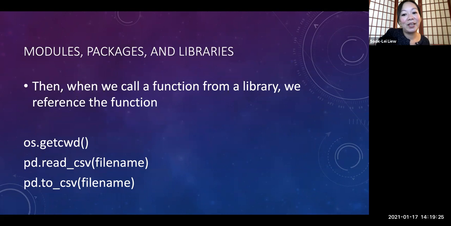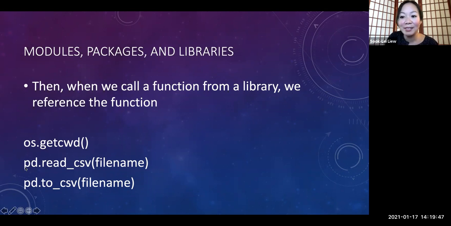Okay. And then when we call a function from a library, we have to reference both the library and the function. So like I said before, this is the library, like OS, and get CWD, which means get current working directory, is the function with the parentheses. And functions always have parentheses after them. That's how you know that they are a function.